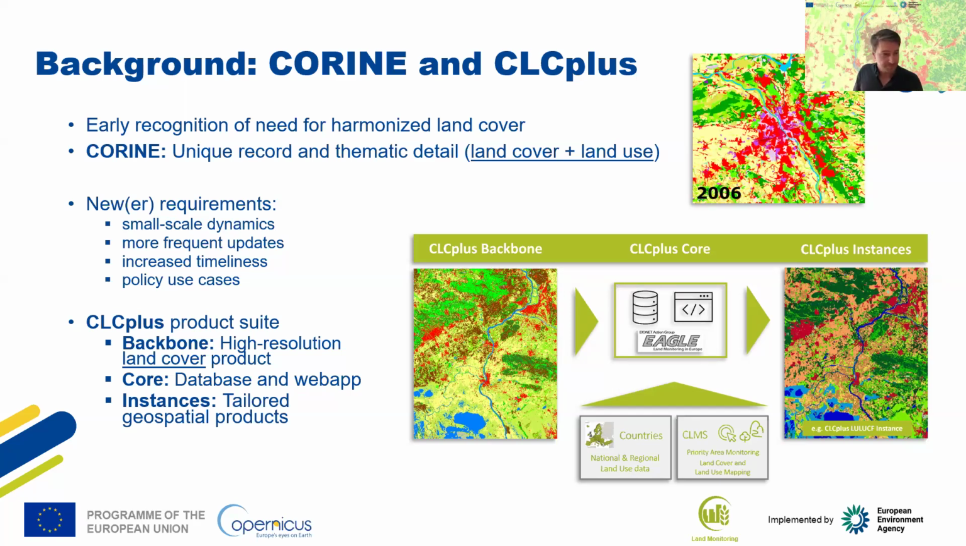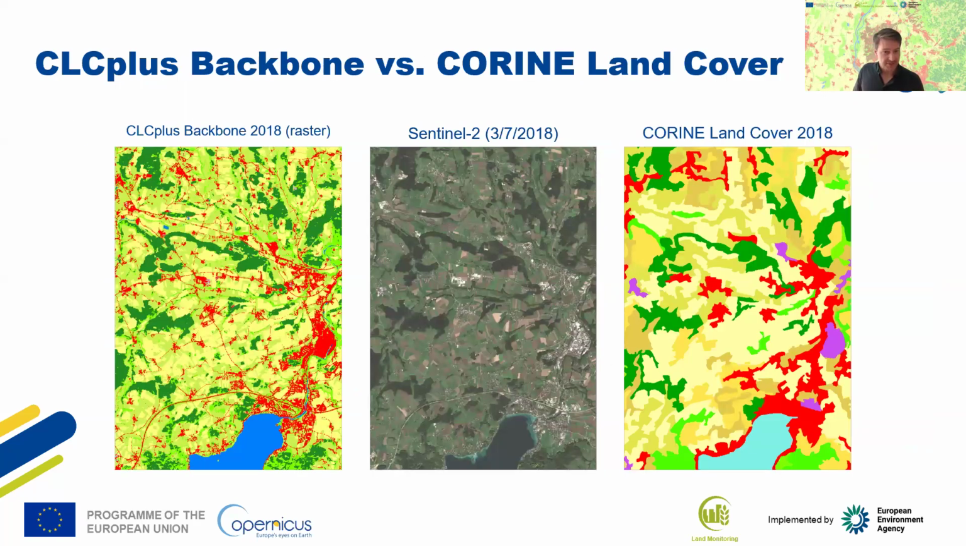Next slide, please. Here is a direct comparison of the CLCplus Backbone raster product to the left and the CORINE land cover to the right from the northern lakeshore of Lake Attersee in Austria. As you can see, CORINE land cover's larger degree of generalization is a result of its minimum mapping unit of 25 hectares, and the high level of geometric detail of the land cover classes contained in Backbone is also fully exploiting the potential of the underlying Sentinel-2 satellite imagery.